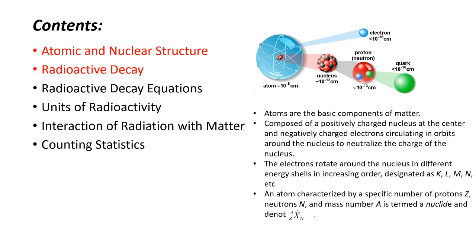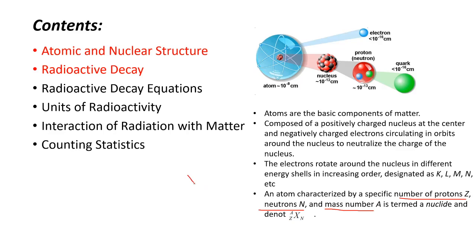Because of the presence of protons, the nucleus is positively charged. The electrons, which keep rotating around the nucleus in circular orbits, are designated as the K shell, L shell, M shell, and so on. Now the next question is how an atom is characterized. An atom is characterized by a specified number of protons, neutrons, and the mass number A. If an atom has a specified number of protons, neutrons, and a mass number, then we call it a nuclide.